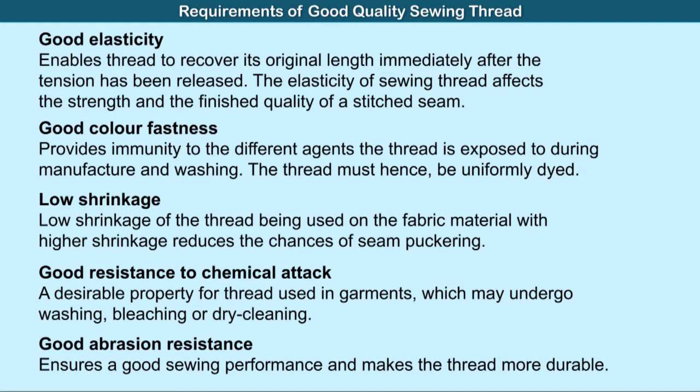Low shrinkage of the thread, when used on fabric material with higher shrinkage, reduces the chances of seam puckering. Good resistance to chemical attack is a desirable property for thread used in garments which may undergo washing, bleaching, or dry cleaning. Good abrasion resistance. Good abrasion resistance ensures a good sewing performance and makes the thread more durable.